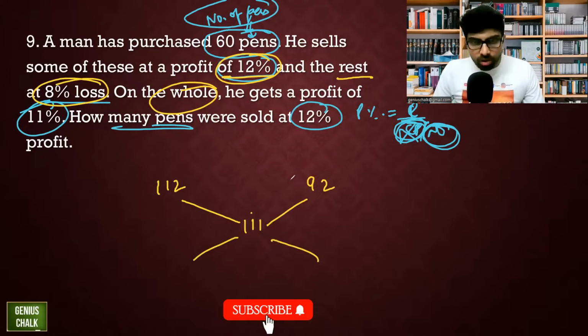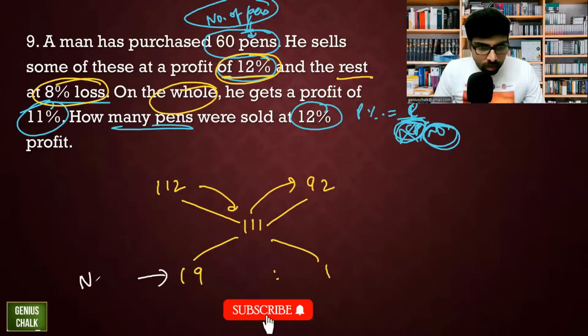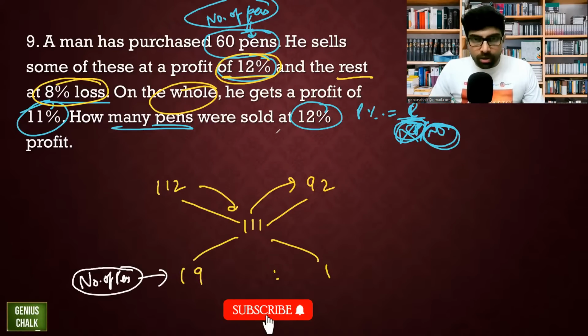So you can write like this also. This is less, this is more. So this is 1. And what is the difference here? 111 minus 92 is 19. Yeah. That means the ratio, now this is not the cost price, it's the ratio of the number of pens. So remember, every time if cost price is not given, then something else would be given, and we have to take that something else. In this case, it was number of pens. So 19:1. So first I purchased 19 pens and then I purchased 1 pen.